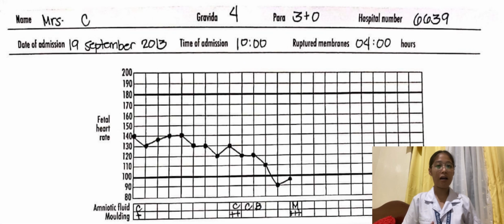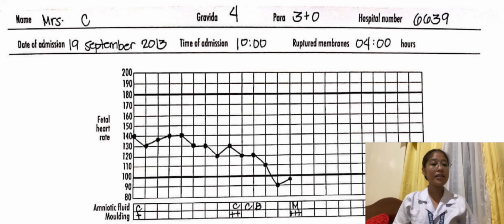So as you can see in this screen, the patient name is Mrs. C, Gravida 4, para 3+0, and her hospital number is 6639. The date of her admission is September 19, 2013. The time of her admission is 10, and the rupture of membrane began at 4.